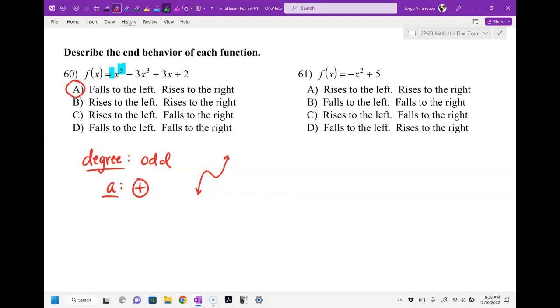All right. Second problem, the degree is even. You can see it right here. And notice the A term is negative. So if it's negative and it's an even degree, let me write this down here. A is negative. That means the graph goes like this. So it falls to the left and it falls to the right. So that would be B.